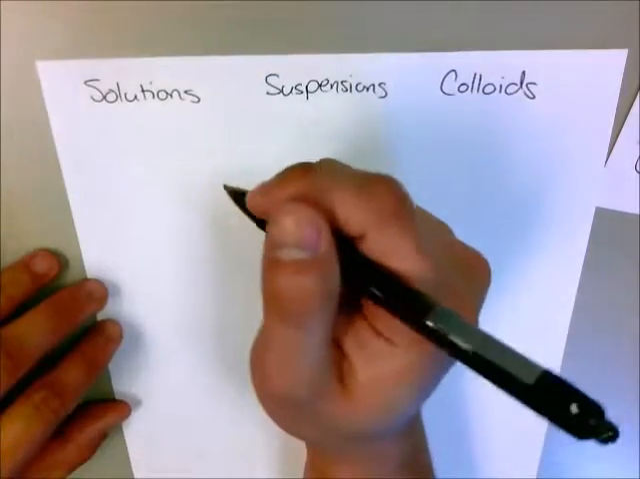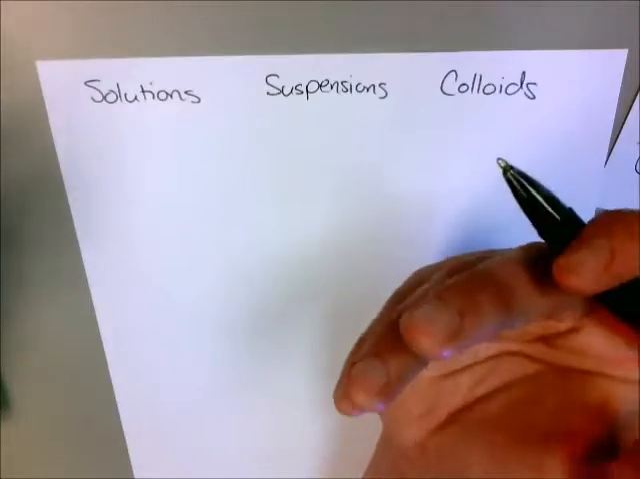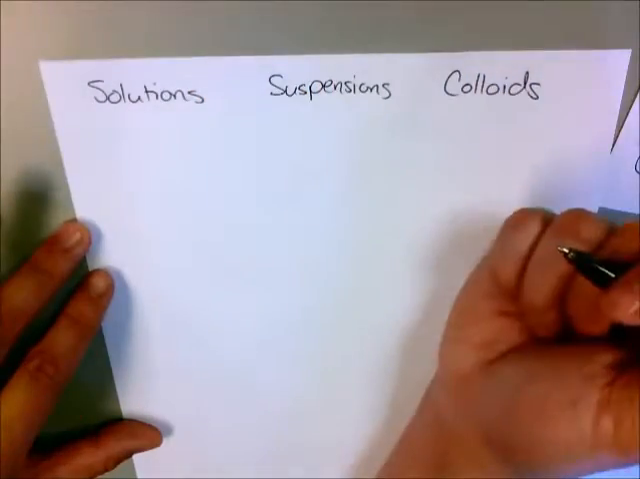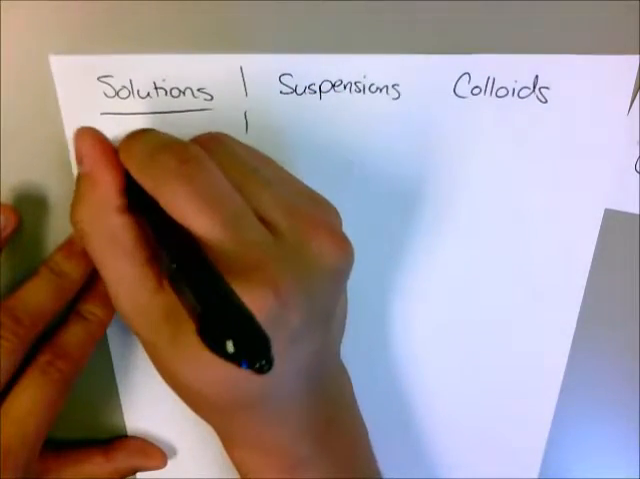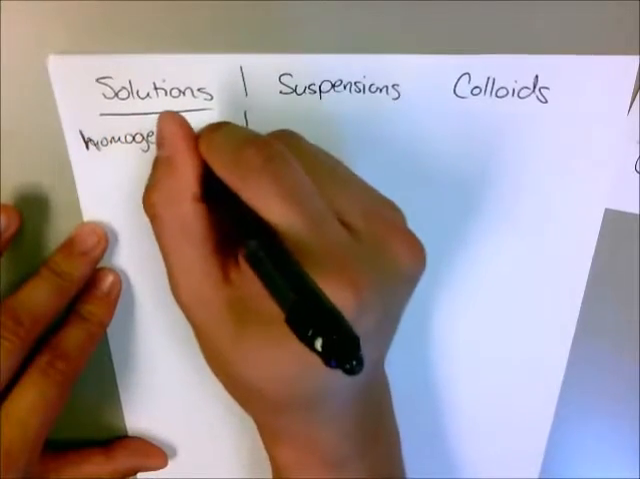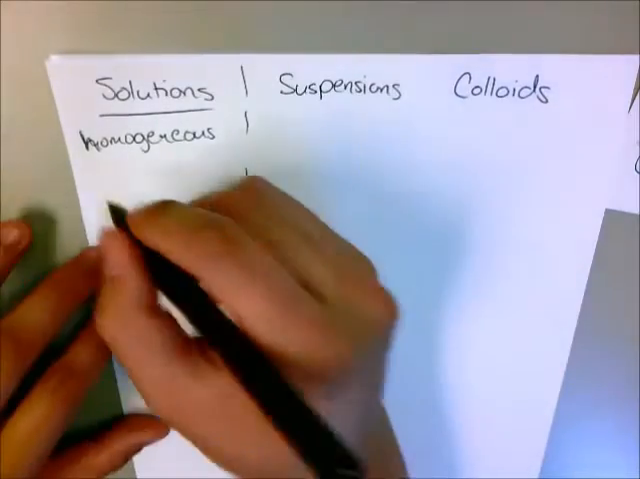Alright, so let's talk about solutions first. Solutions are going to be things that I can dissolve in each other, things that when I mix them together, they create a homogeneous mixture. If you guys remember what that means. So in homogeneous mixtures, everything, wow, that's an H, guys. A homogeneous mixture is going to have everything look the same.